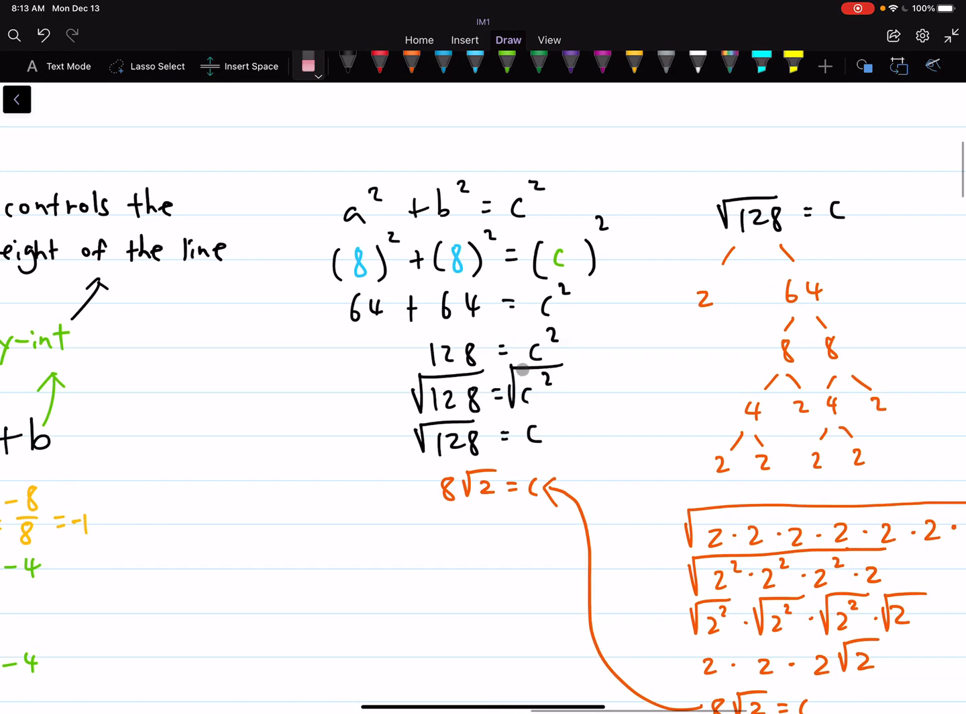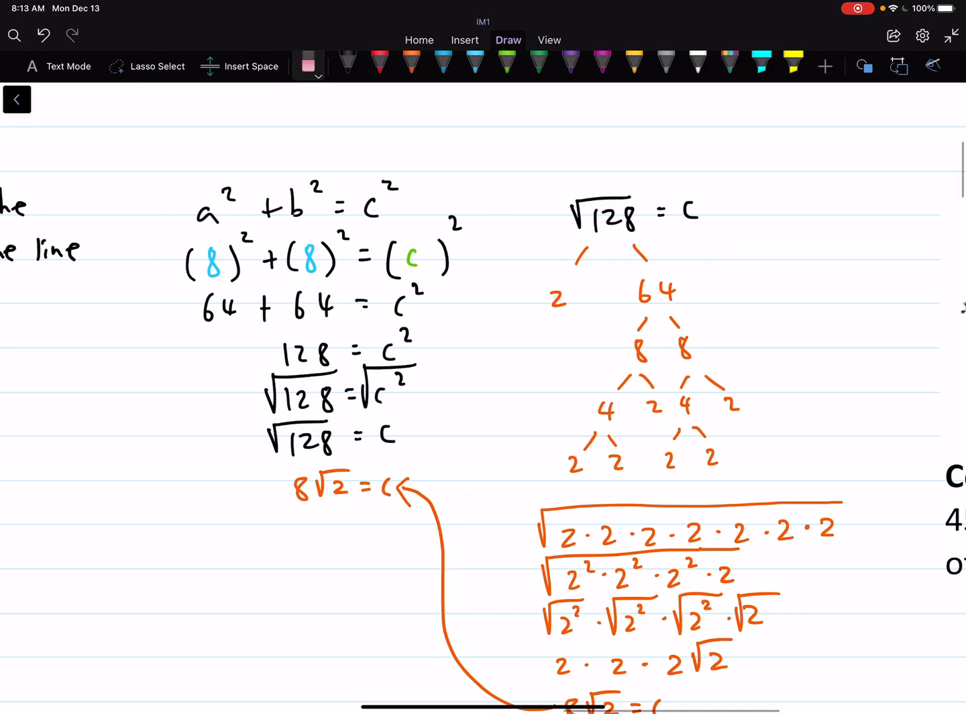Take the square root of both sides, and now we have the square root of 128, which can be simplified to 8 square root of 2. How did I do that? Well, 128 is 2 times 64. 64 is 8 times 8. And 8 is 4 times 2. And 4 is 2 times 2.